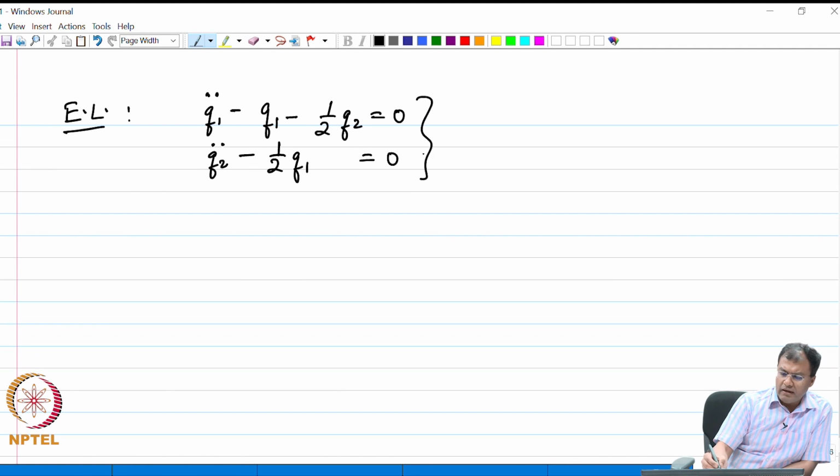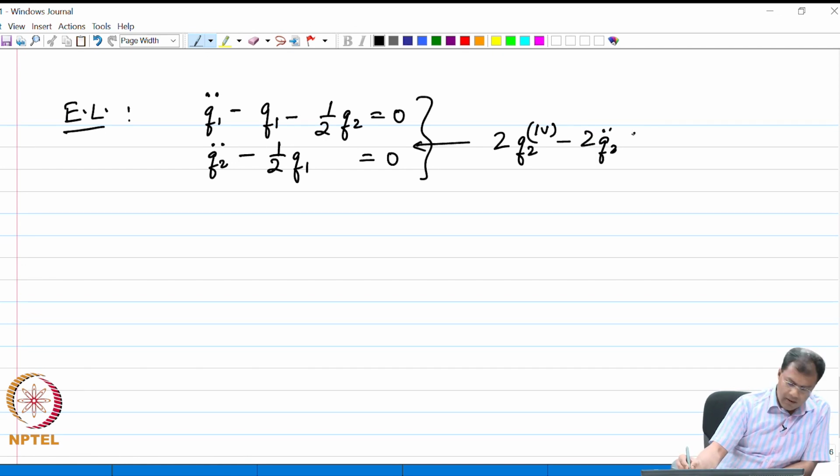So, then the next set of steps involve solving for q1 and q2, and the standard way to do that is to eliminate one of the variables. So, let us eliminate q1 by differentiating the second equation twice with respect to t and substituting q1 double dot from the second equation, and what we get is an equation purely for q2. So, we get the fourth derivative minus 2 q2 double dot minus half q2, which is equal to 0.